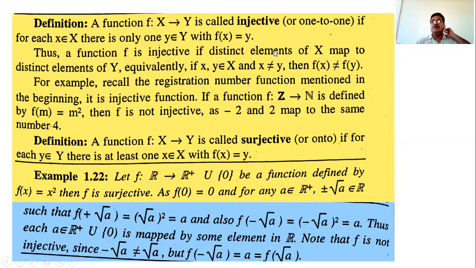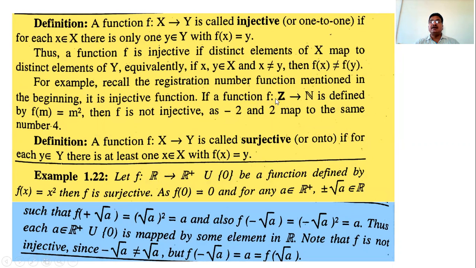Say the function is one-to-one. If we consider the function f(m) = m², or f(x) = x², then this function is also not injective, because this function is from Z to N, and Z contains the set of integers, both positive and negative elements.